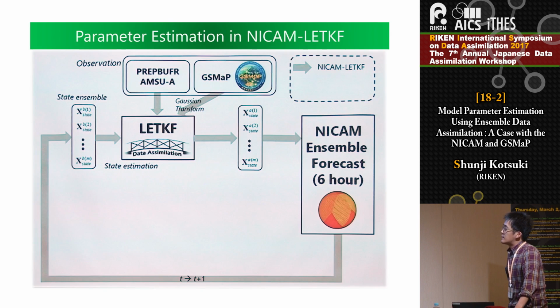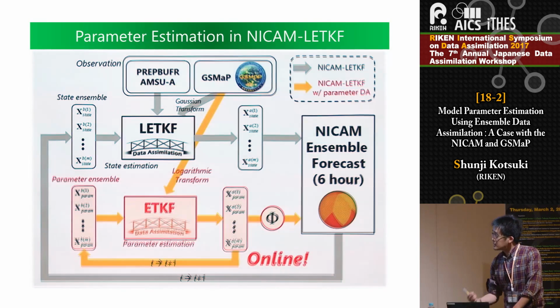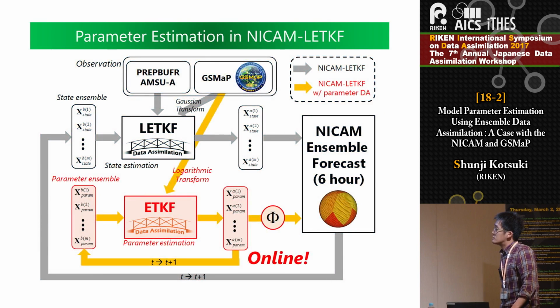Now I'm going to talk about the second one, the parameter estimation. So this is a panel showing our current global data assimilation system. We are assimilating the conventional observations and MSU radiances. And we are also assimilating GSMaP precipitation with Gaussian transformation. And we are using NICAM, and we are cycling this process. And for these studies, we add one part for the parameter estimation.